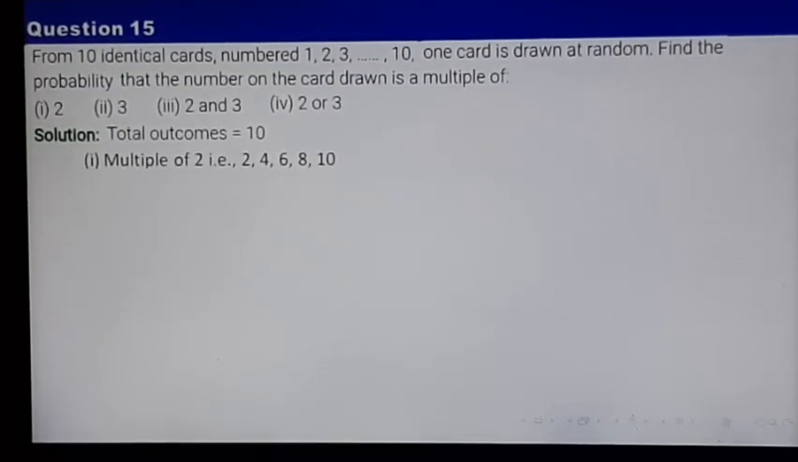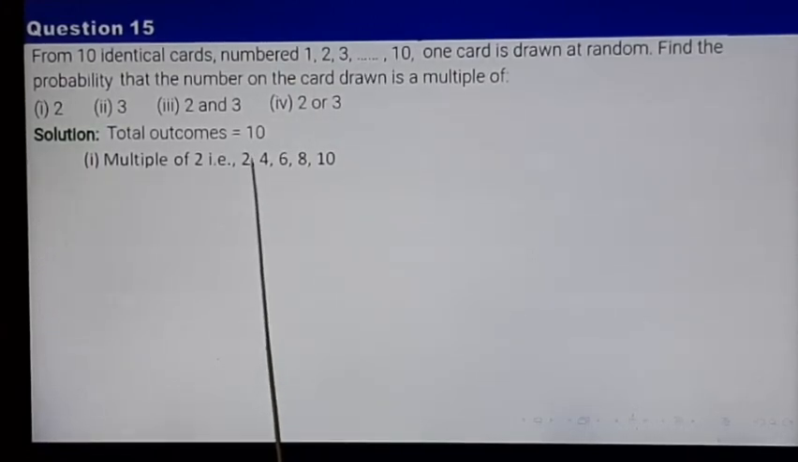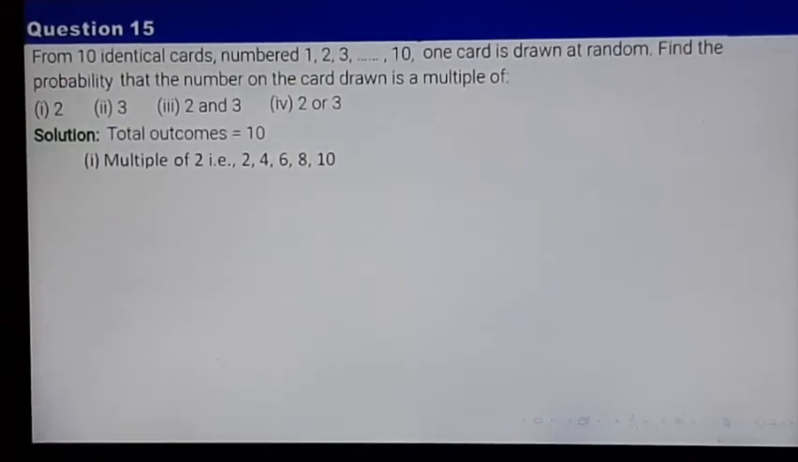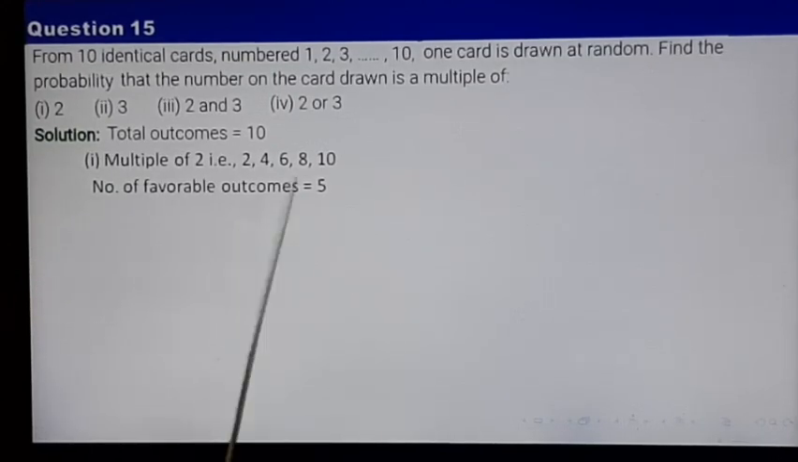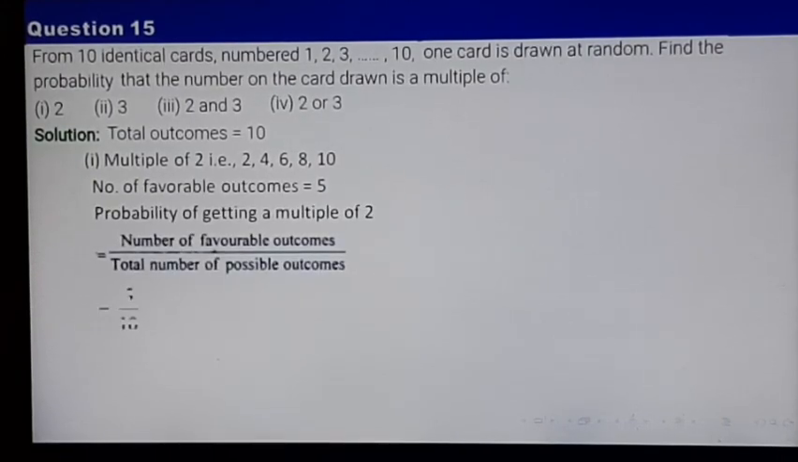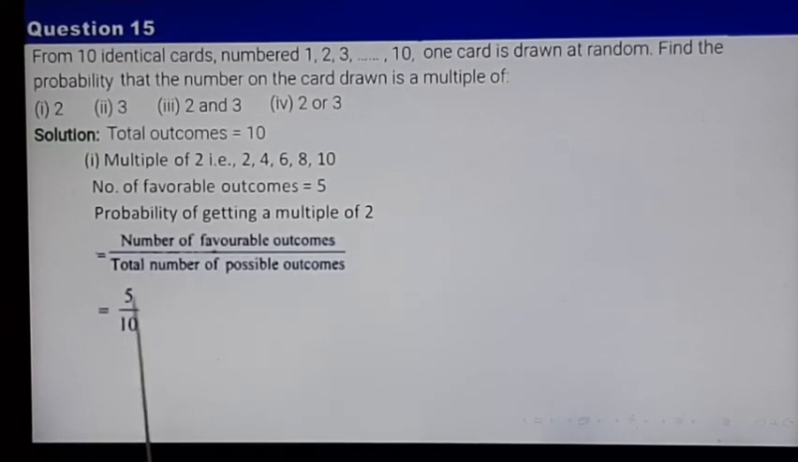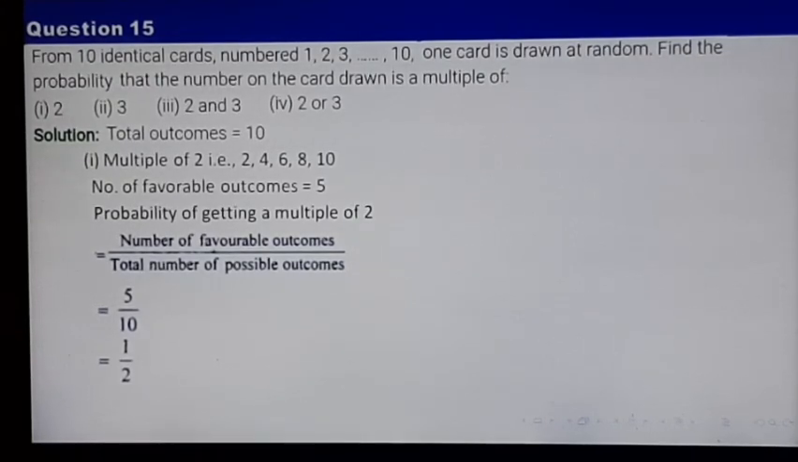In the first one, we have to find the probability that the card drawn is a multiple of 2. So what are the multiples of 2 from 1 to 10? The multiples of 2 are 2, 4, 6, 8 and 10. That means the number of favorable outcomes here is, how many numbers are there? It is exactly 5. So the favorable number of outcomes will be 5 here. Now using the formula, we have our answer as 5 by the total number of outcomes, that is 10. And what is 5 by 10? It is 1 by 2, right?